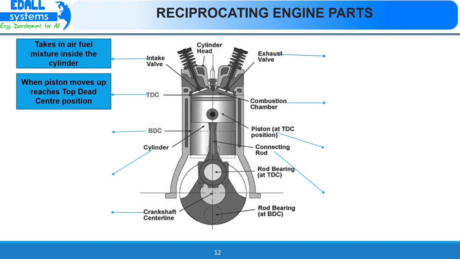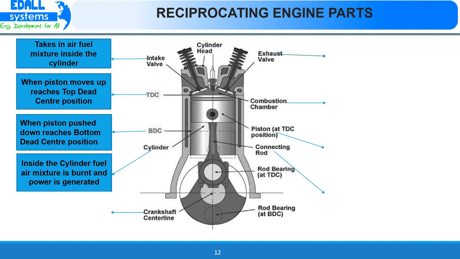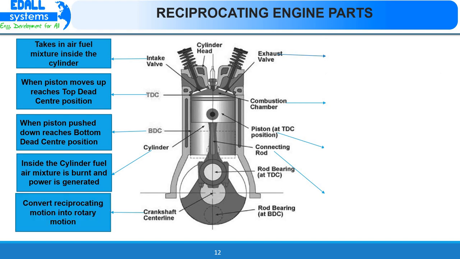When the piston moves up, it reaches the top dead center position. BDC is the bottom dead center position. When the piston is pushed down, it reaches bottom dead center position. Cylinder, its function is it takes in air-fuel mixture and air-fuel mixture is burned inside the cylinder and power is generated. Crankshaft converts reciprocating motion of the piston into rotary motion.